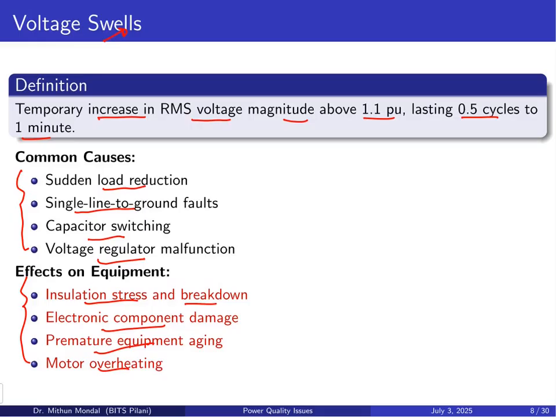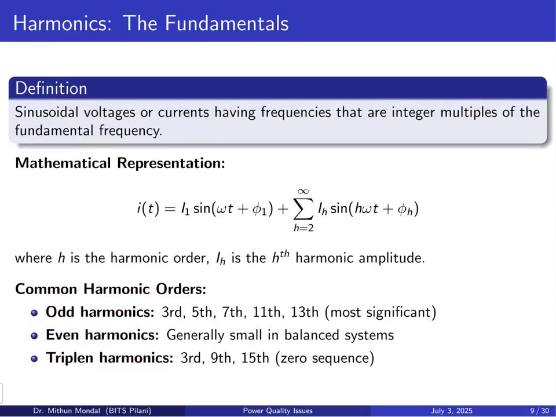So whether it is a voltage sag or voltage swell, both are dangerous. They affect the equipment, and they are caused by different reasons, because of the faults, or there is a change in the load, or certain change in the equipment conditions.